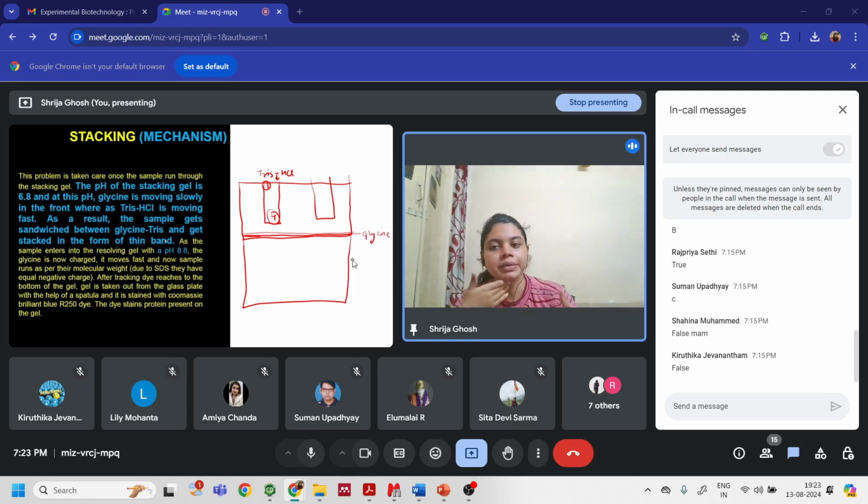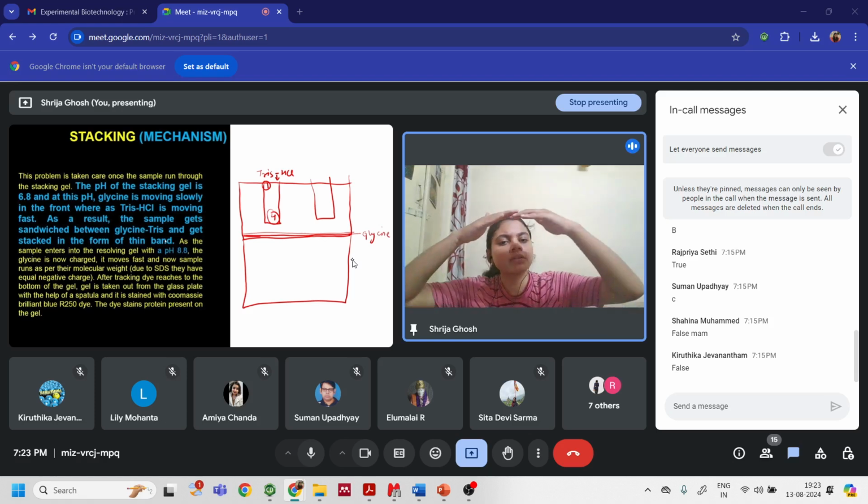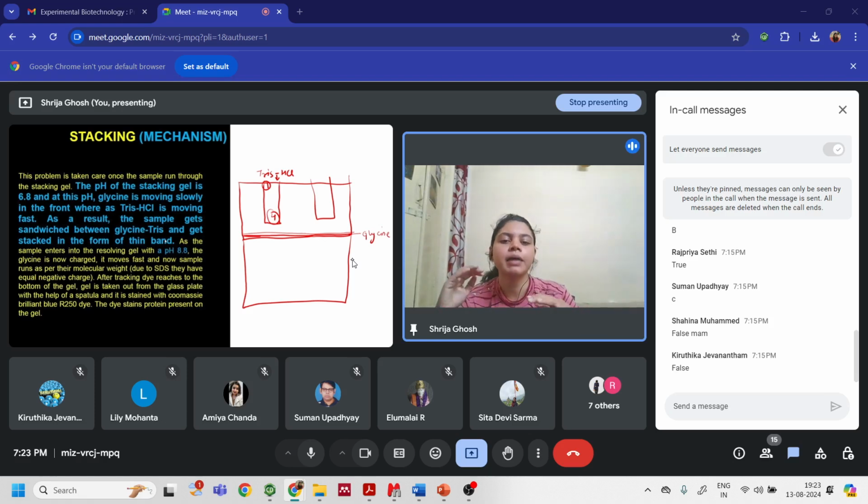In the separating gel, the pH is 8.8, where the glycine is now charged. So glycine can also move faster, okay. Glycine is negatively charged, it will move faster. Tris is already moving faster. So everything will now move fast, and the separation will happen based on size. So now first and fourth molecule, based on size, if the fourth molecule is smaller and the first molecule is bigger, the fourth molecule will move further and the first molecule will move slower, okay.